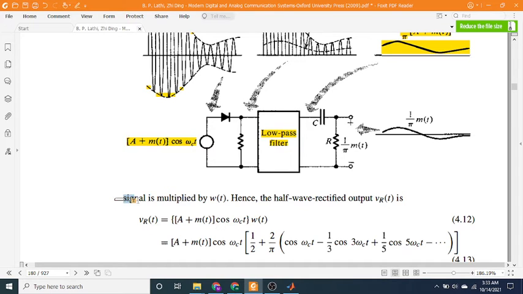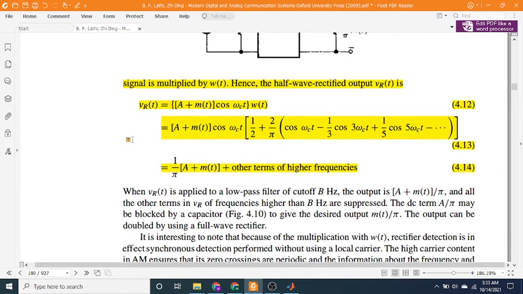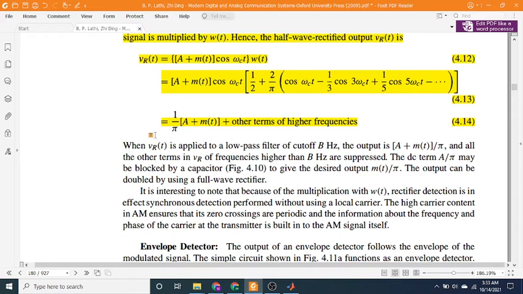In essence, at the rectifier output, the AM signal is multiplied by w(t). Hence, the half-wave rectified output vR(t) is vR(t) equals [A plus m(t)] cos ωc t w(t), equation 4.12, which equals [A plus m(t)] times [1/π plus (1/2) cos ωc t plus (2/3π) cos 2ωc t and so on], equation 4.13, which equals (1/π)[A plus m(t)] plus other terms of higher frequencies, equation 4.14.